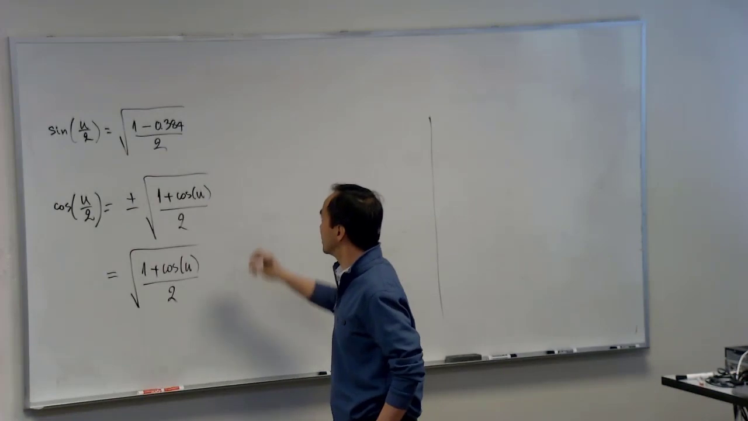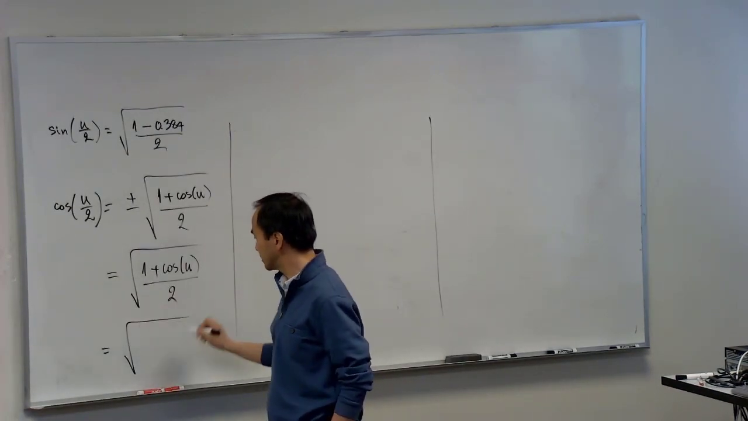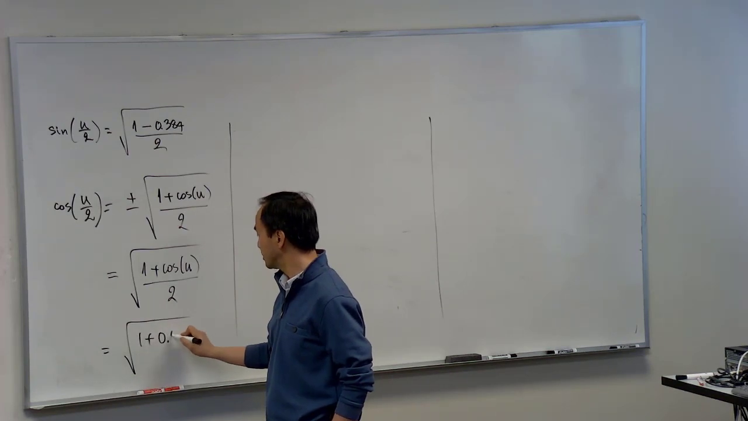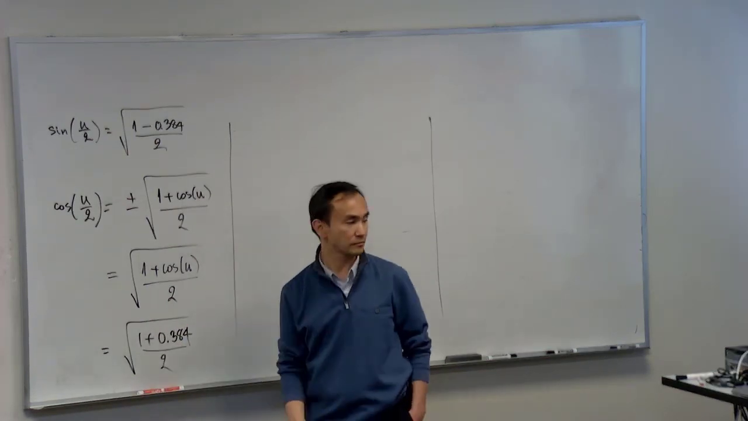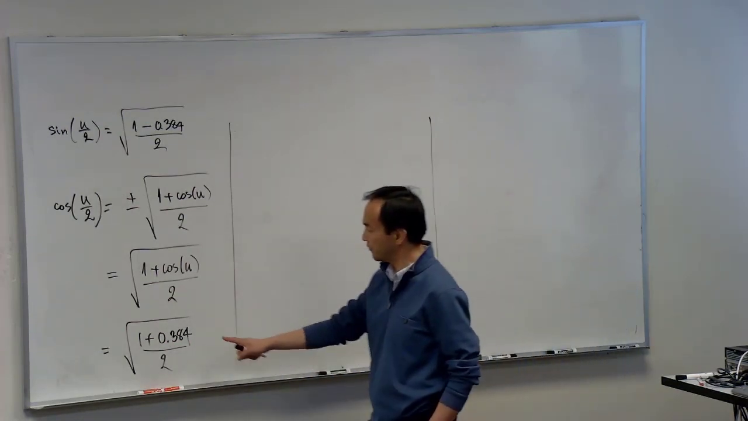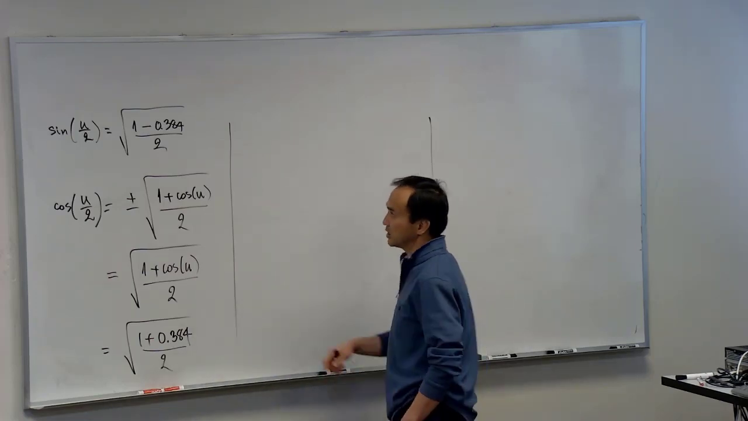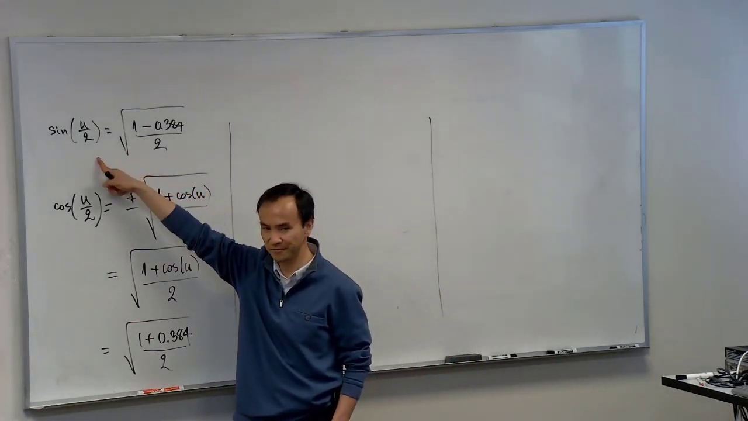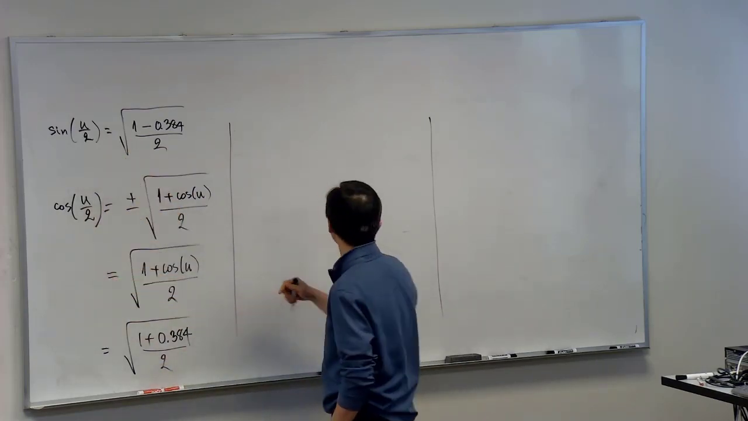So now we're going to go ahead and substitute in the value. So we got 1 plus 0.384 over 2. So this 0.384 right here was given from your beginning problem. All right, so now you got sine of the half angle, you got cosine of the half angle, and now we're ready to calculate tangent.